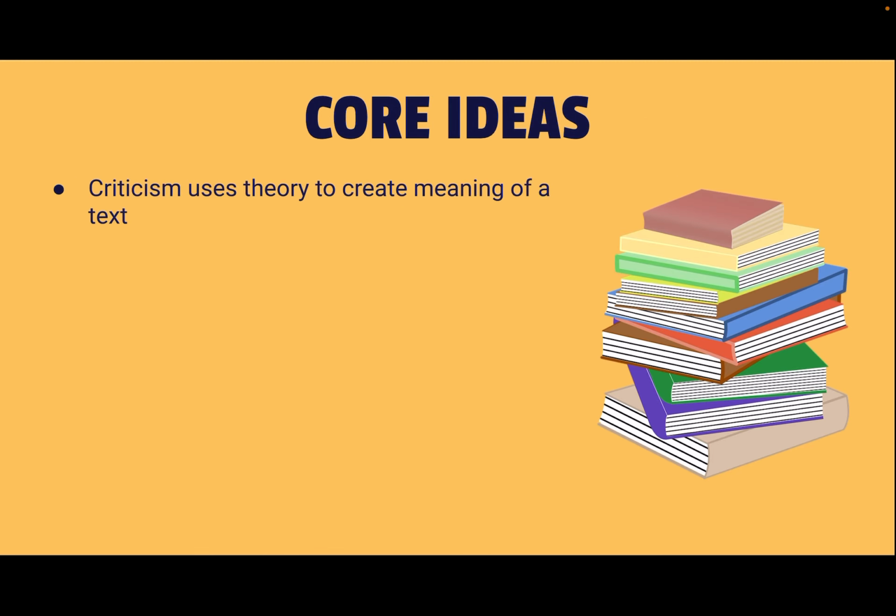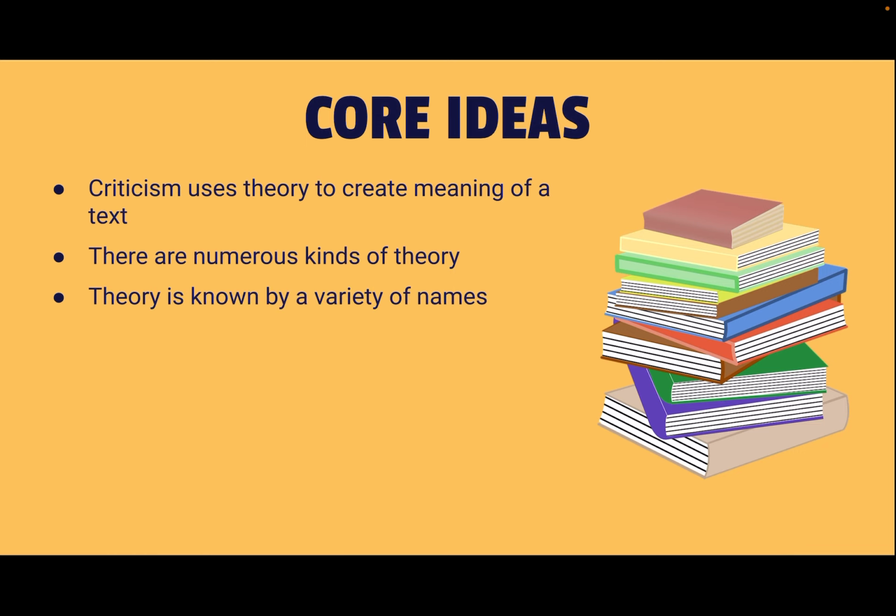So our core ideas: criticism uses theory to create meaning of a text. You have to remember that we, the readers, discover or apply theory. The authors themselves don't write using theory. So we use theory to create meaning. There are a ton of different kinds of theory. Again, the previous slide showed you some of the different titles. The words theory, criticism, and lenses are all used interchangeably.